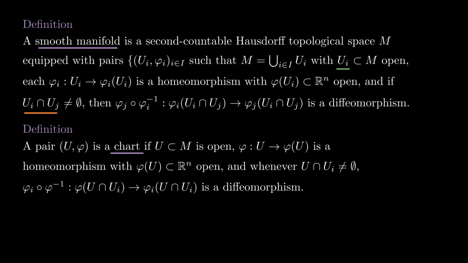We will also call a chart any other pair (U, phi) where U is an open set in M and phi is a homeomorphism between U and an open set in R^n, with the property that it is compatible with the other charts, meaning that if U intersects one of the U_i's, then the change of coordinates is again a diffeomorphism. The main feature of working with a chart is that it provides coordinates in a region of the manifold, which we call local coordinates. These coordinates are what allow us to use all the tools from differential calculus.